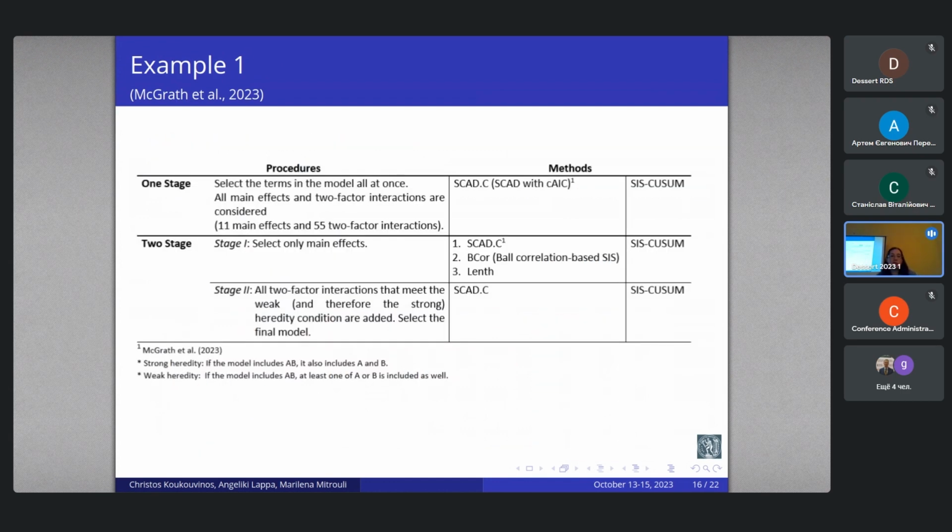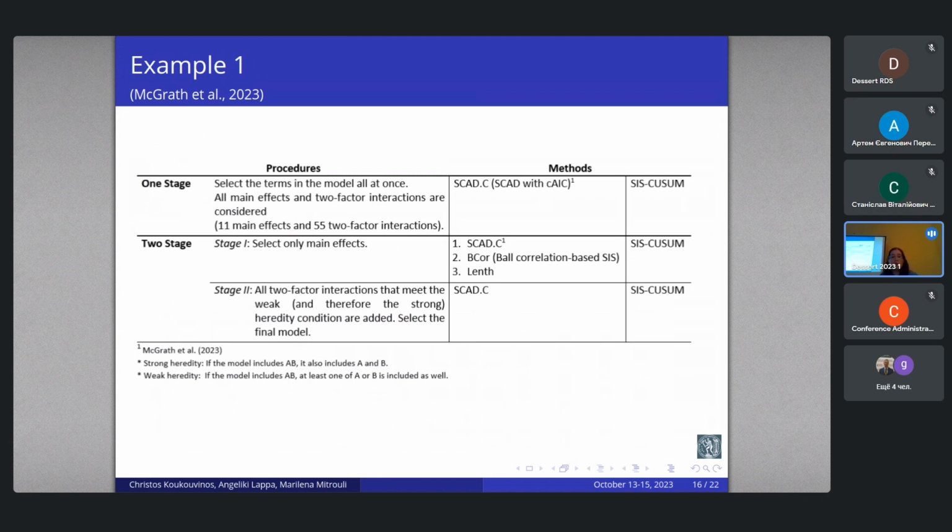Following McGrath et al., we considered two procedures. During the one-stage procedure, we selected the terms in the model all at once. First, we assume that we have all main effects and two-factor interactions. So we have 11 main effects, presented in the previous slide, along with the two-factor interactions, which were 55. During the two-stage procedure, first, we selected only the main effects that were important, then added all two-factor interactions that satisfied weak or strong heredity to the model, and then we selected the final model.